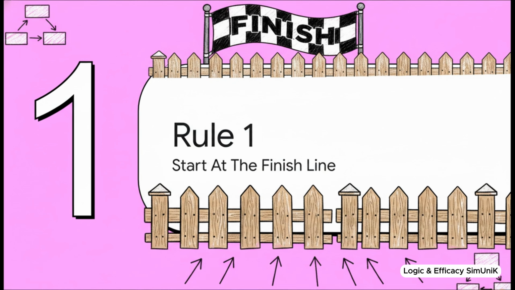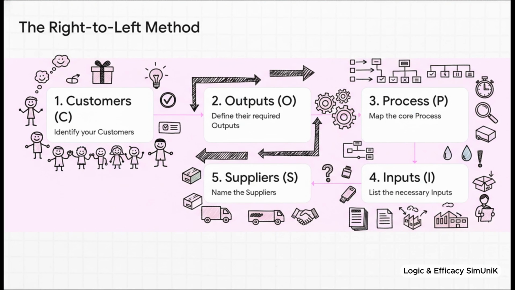Okay, so the first rule for building this fence might feel a little backward, but trust me on this, it is the absolute best way to start. Instead of starting at the beginning of the process, we're going to start at the very end. This is called the right-to-left method. So first, you identify your customers. Who are you even doing this for? Then, you figure out the specific outputs they actually need from you. Only after you know that do you map out the core process steps to get there. And then finally, you work backwards to the inputs and suppliers you'll need.